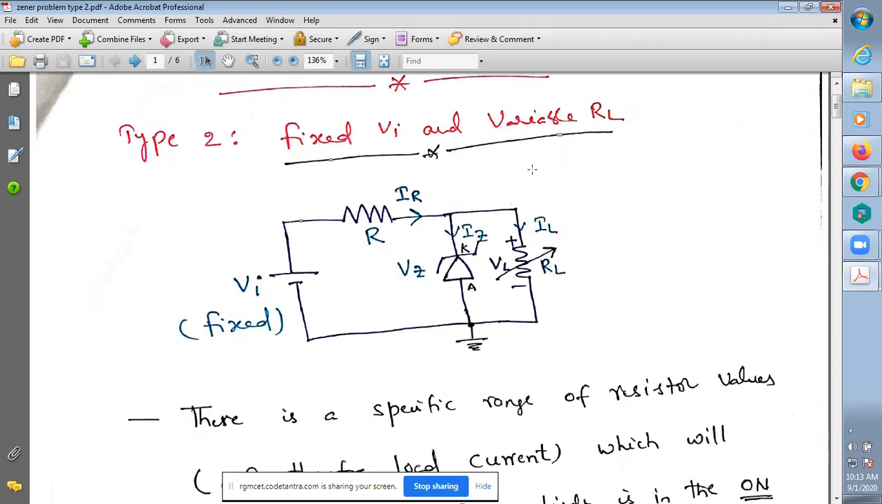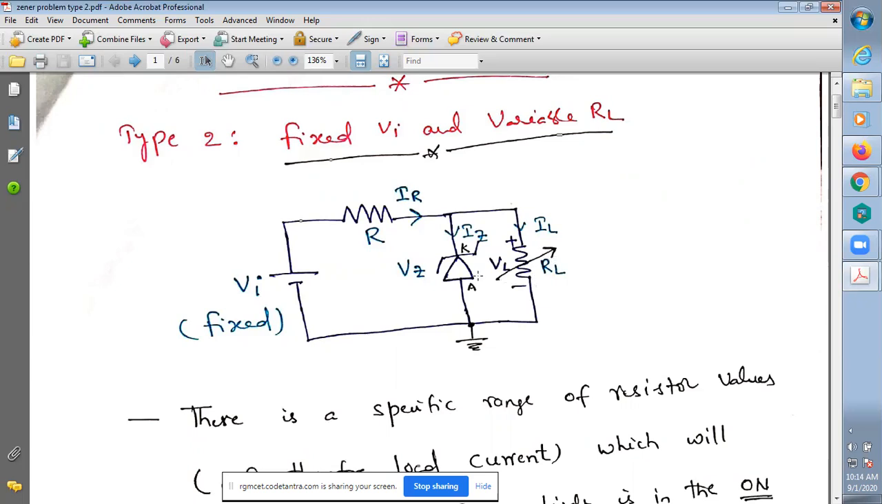Now what type of load is here? The load is a variable load. The load is not a constant. Whereas in the first case, the load is constant and the input is also constant. But coming to the second case, the load is a variable load.